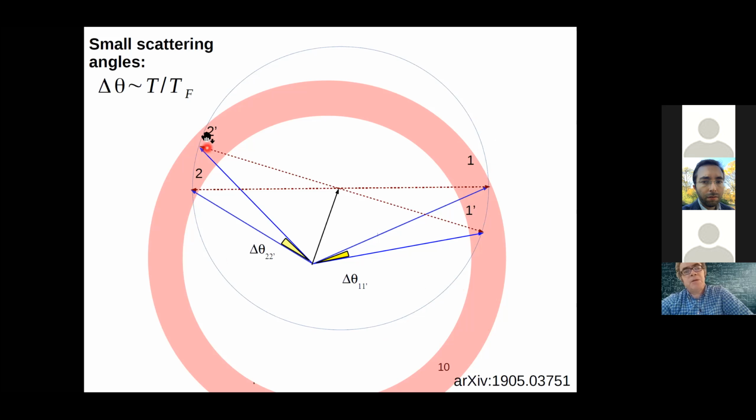That means that out of that kinematic circle, the only available phase space is in the pink region, the band of states which are thermally excited within kT from the Fermi level. That means that the angle change in scattering can only be as small as kBT divided by the Fermi energy, and that's a pretty small number. So the angular relaxation on 2-body collisions is quite constrained.